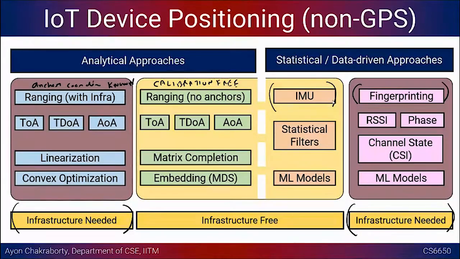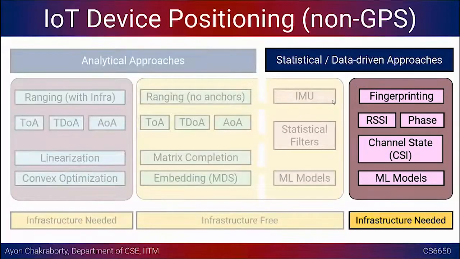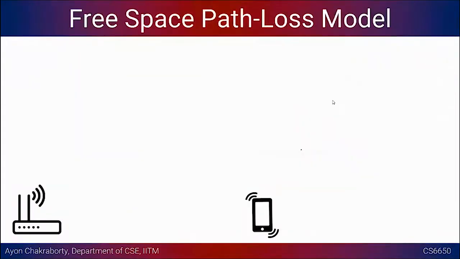Okay, so let's look at the concept behind fingerprinting, right? And in particular, what is RSSI, which is primarily used for such fingerprinting operations. Okay, so whenever there is a signal that is transmitted from the access point or the base station, it is always transmitted at a certain power, right?